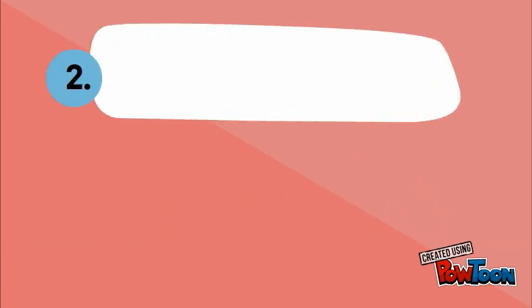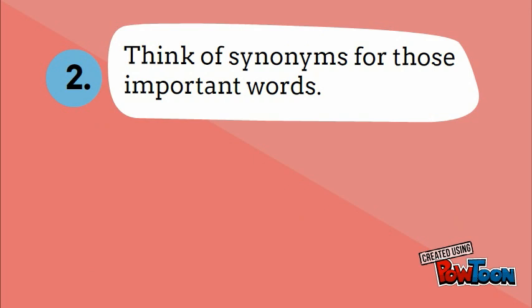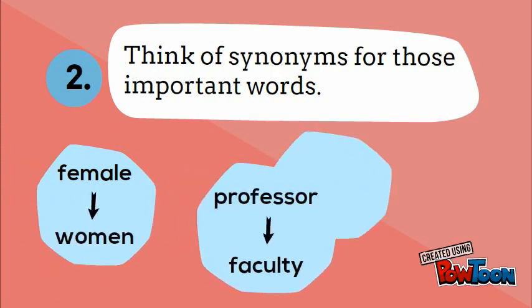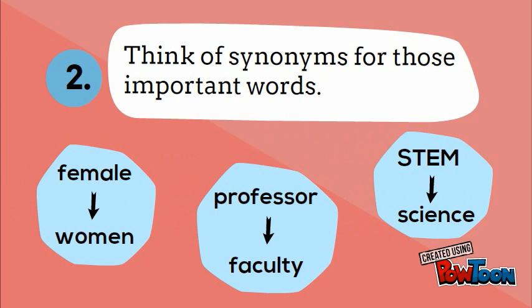The second step in developing keywords is to think of synonyms for the most important words you identified in the first step, because people often use different words to refer to the same concept. For example, synonyms for our important words might include women, faculty, and science.